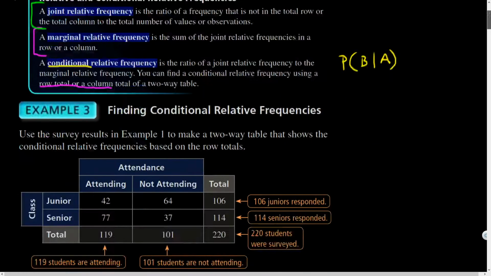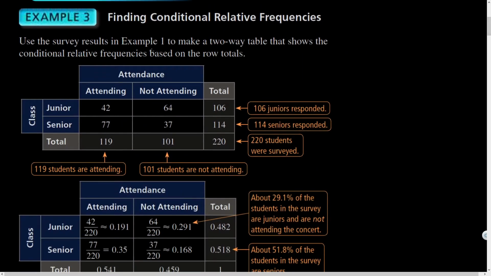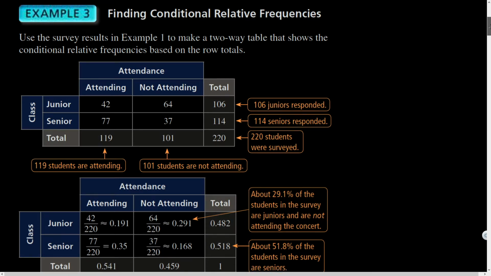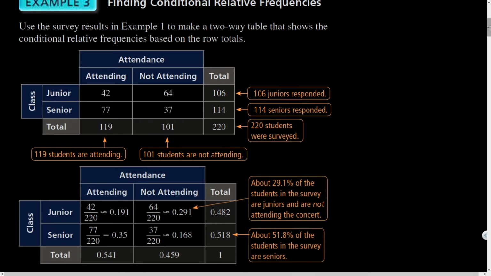And so in the case of example 3, it would be the probability that someone is attending given we already knew they were a junior. And so we're reducing the total outcomes to a particular row or column. All right, so here's example 3, and I've got a whole bunch of information already from previous problems copied up here.